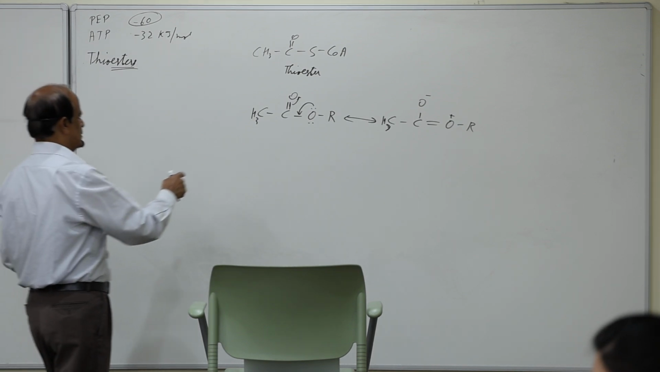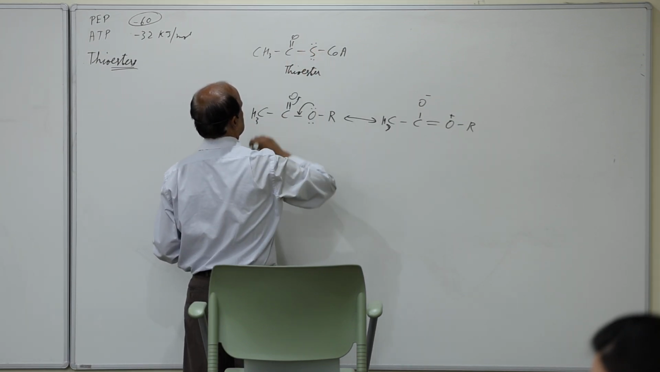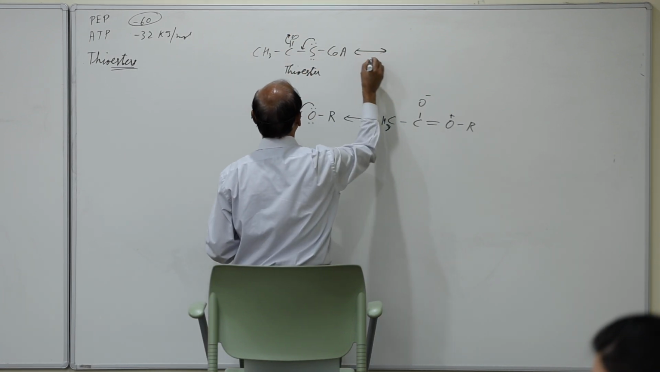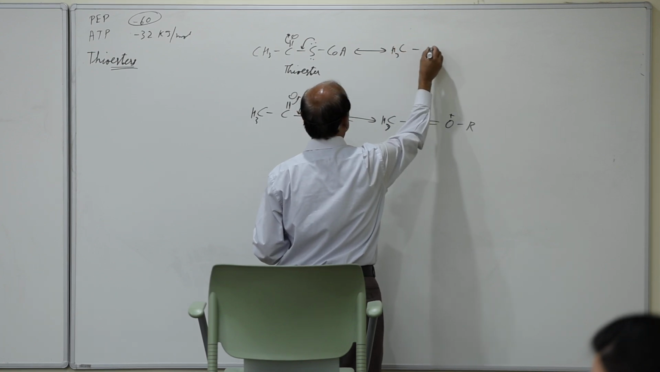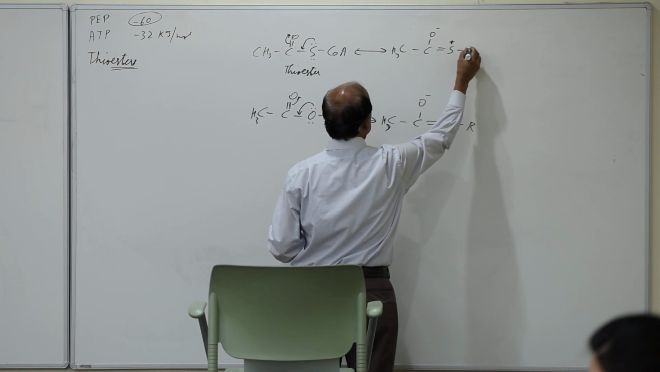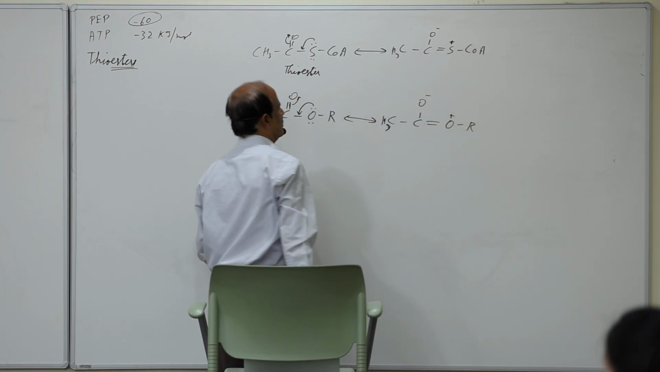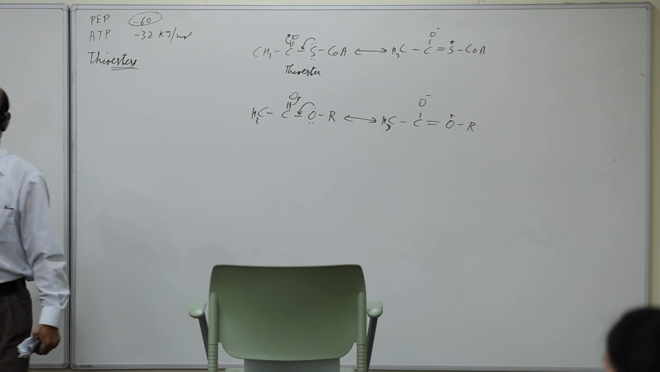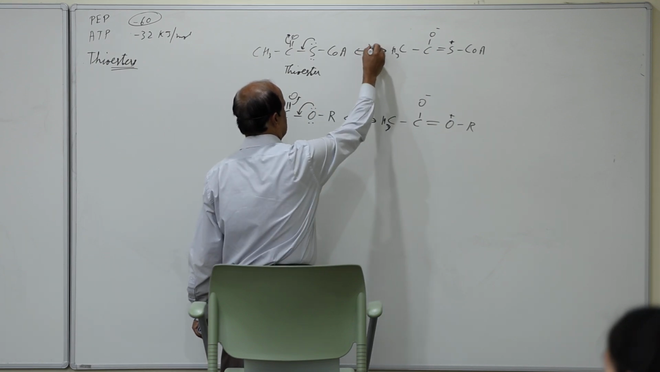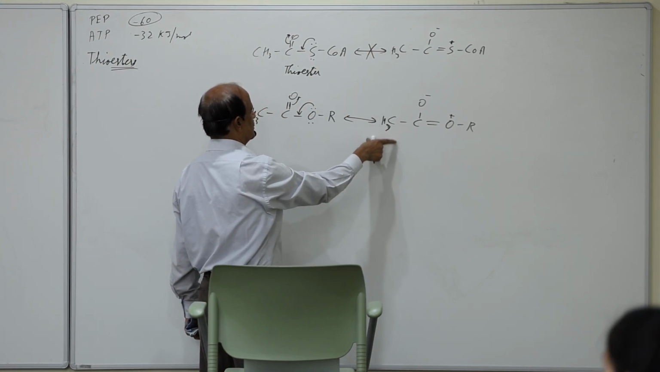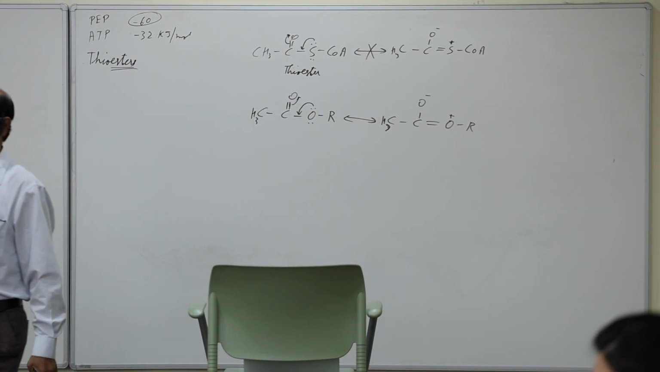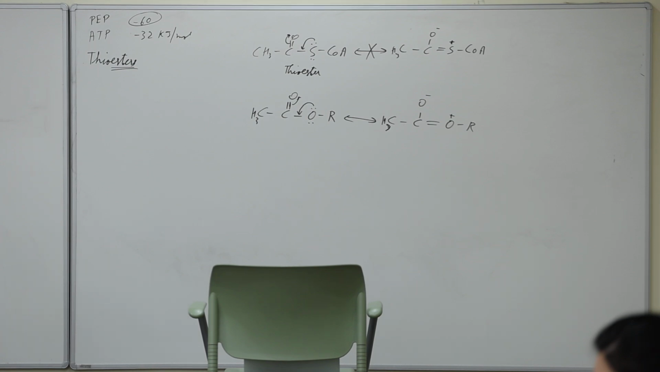Now, sulfur is in the same group as oxygen, so it also has these 2 pairs of electrons. So you can draw a resonance structure like this, but actually this doesn't happen. So in oxoesters, resonance happens, which makes them more stable than thioesters, in which the resonance does not happen. Why does the resonance not happen in thioester, or happens very poorly?